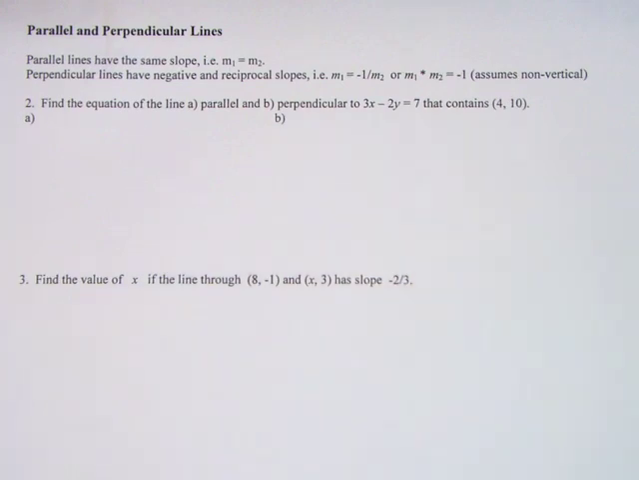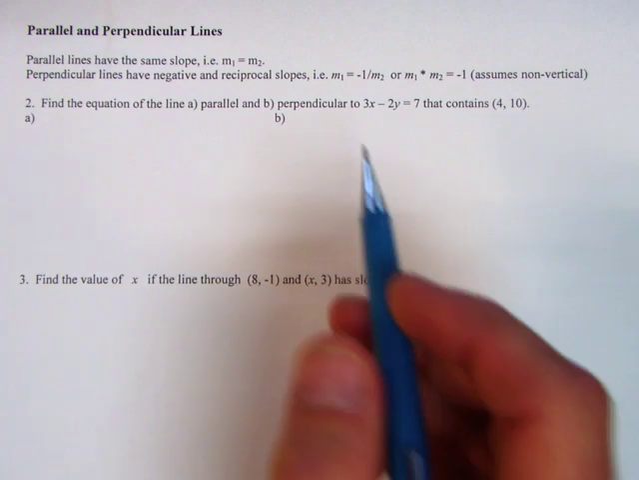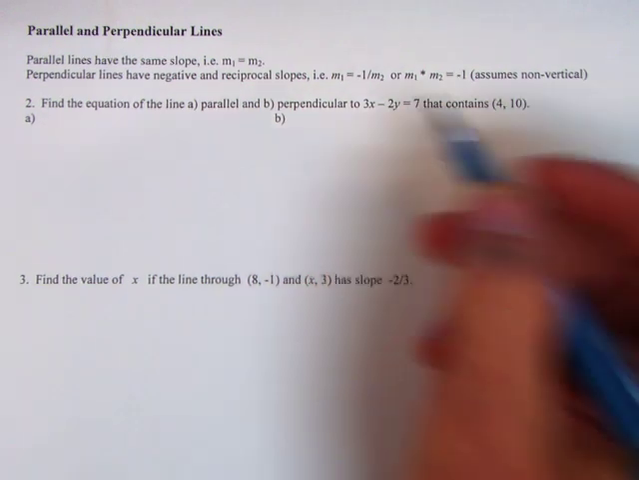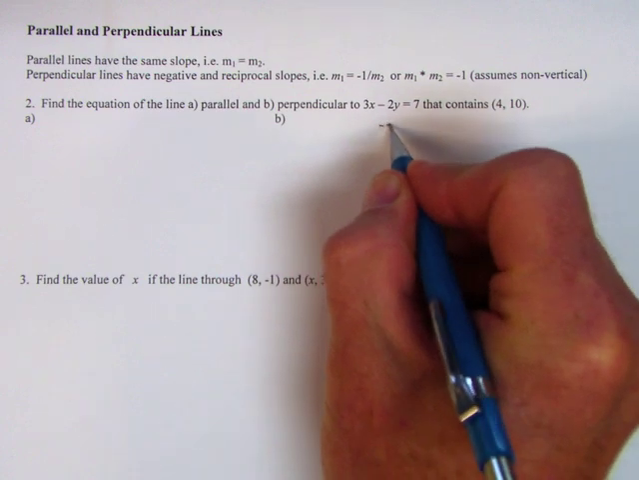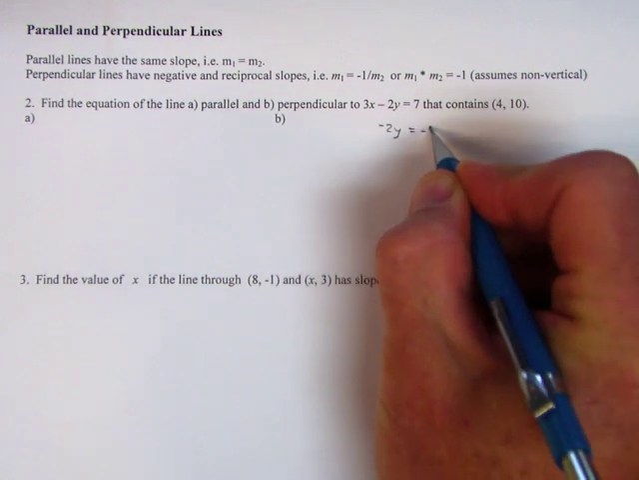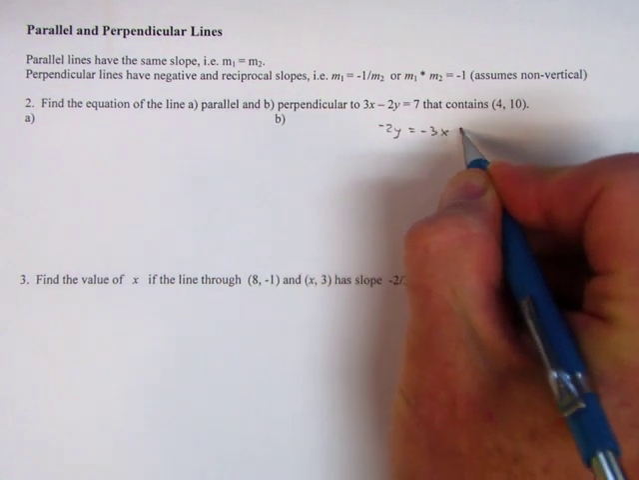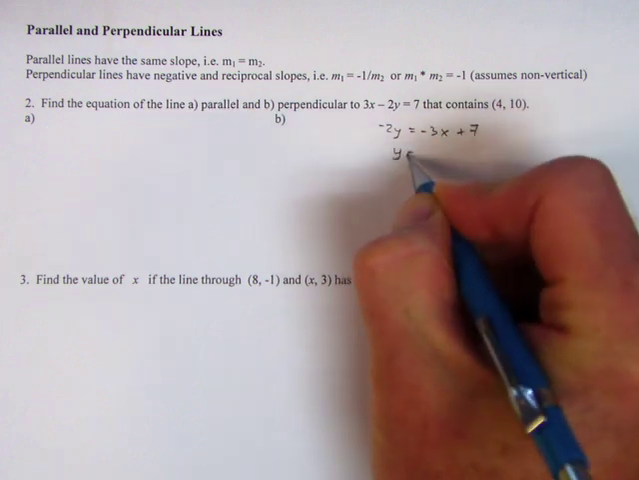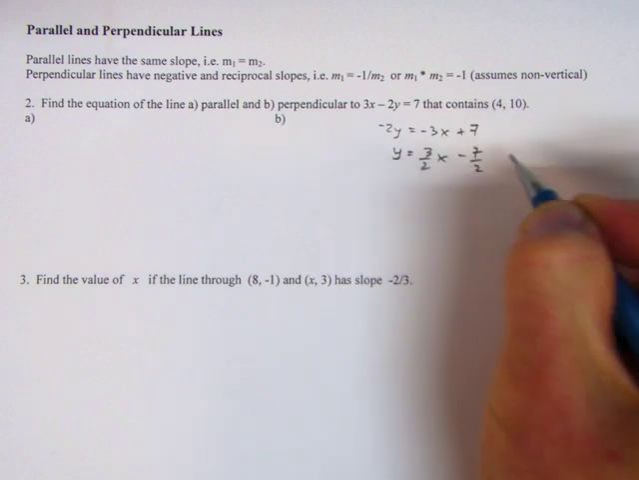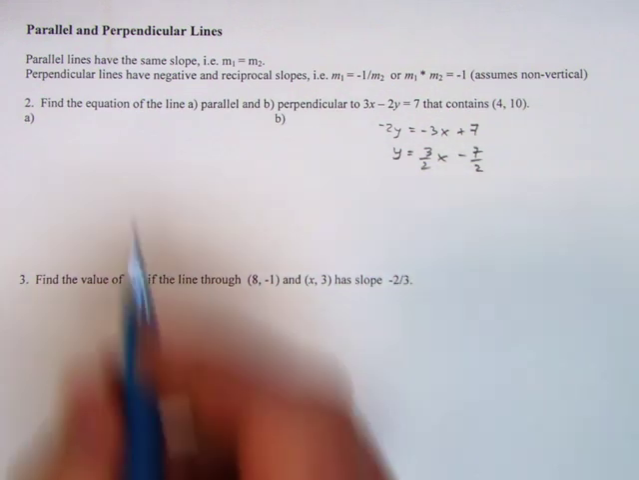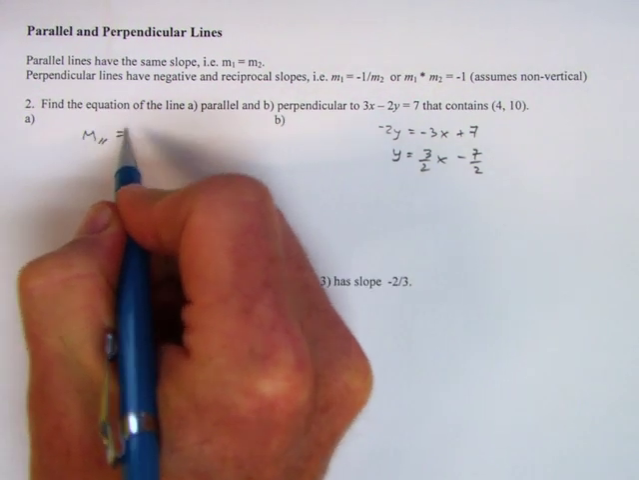So what do we need to do first? If they're parallel, we need to find the slope. So let's take this equation and we'll find the slope of it. Let's move the 3x to the other side. We'll have negative 2y equals negative 3x plus 7. Divide by negative 2, 3/2 x minus 7/2. So if they're parallel, our slope is 3/2 because they're the same.